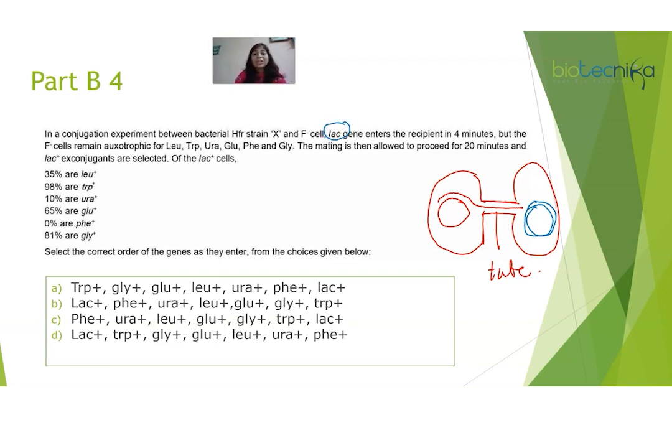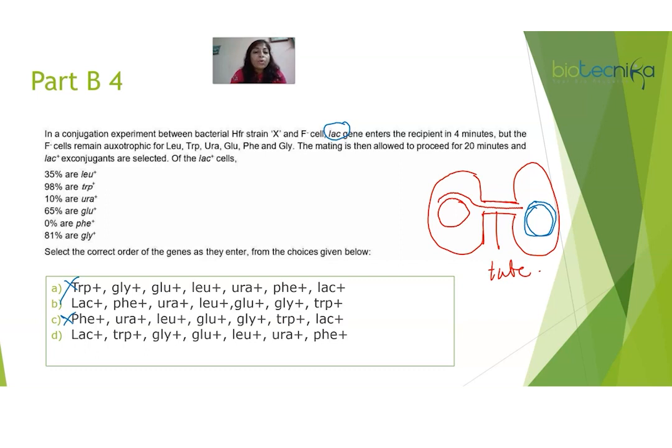Now, the transfer started with the lac gene, right? So lac should be the first one moving out. After the origin of transfer of the F plasmid, it should be the lac gene. So yes, lac. So we can eliminate A and C because lac is not the first one. So out of B and D. Now everybody will be lac, so it is not given because we are only selecting the lac plus genes.